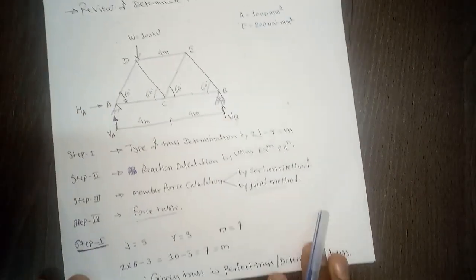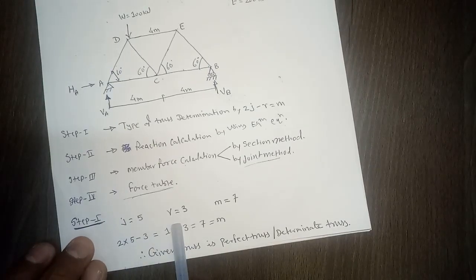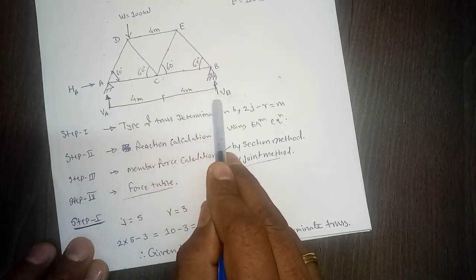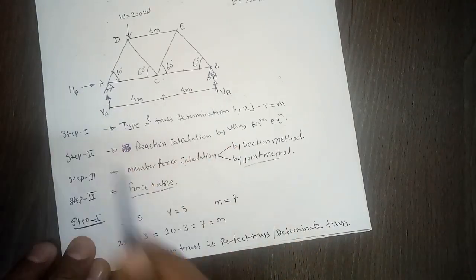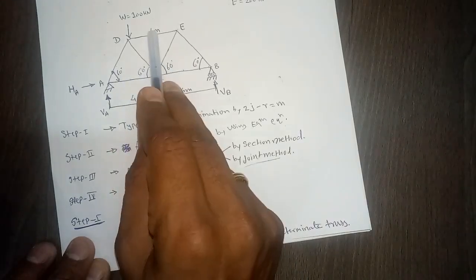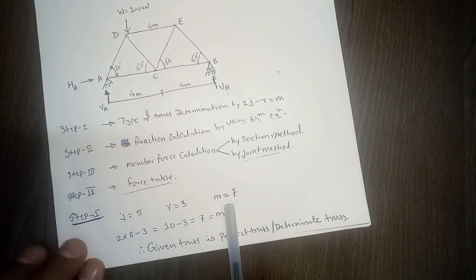So like here, number of joints are 5, reaction components are 3, that is one horizontal, one vertical here and one vertical here. So 1, 2, 3, number of reaction components are 3, and m, number of members, so 1, 2, 3, 4, 5, 6, 7. So like we have 7 members.